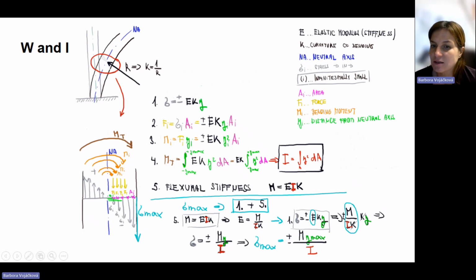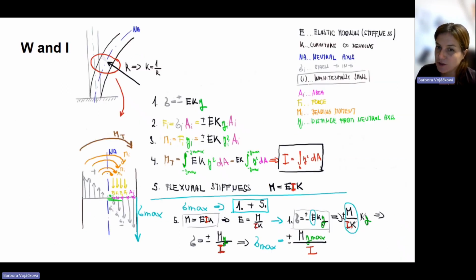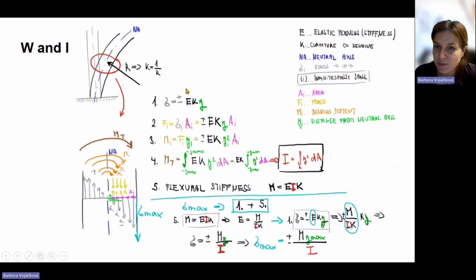So it's the same analogy as we can see here, that the second moment of area is the moment of inertia divided by the maximum distance, and this second moment of area we are applying in the computation of the stress acting in the tree stem. So it was kind of a window into the theory behind the section modulus. And why was this important?